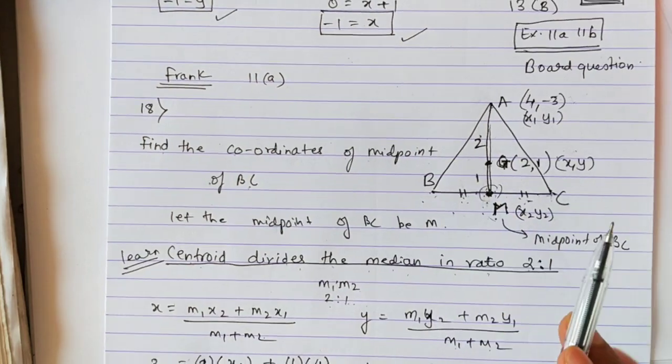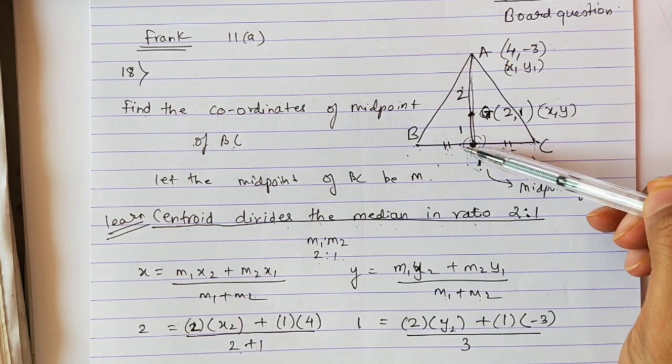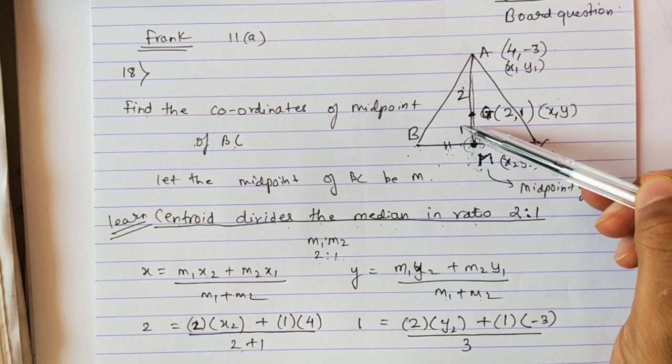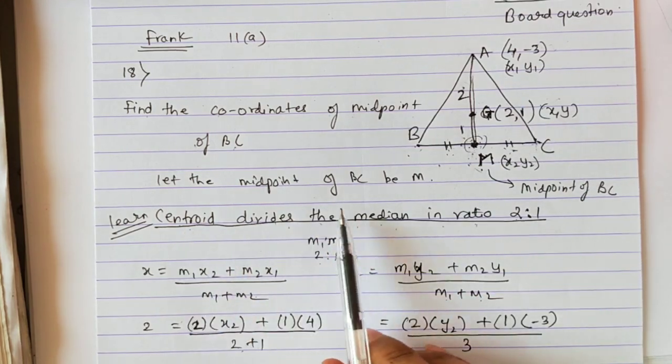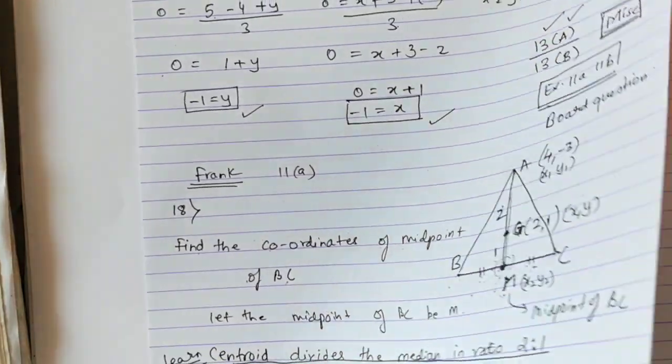I hope you have understood the sum. If not, please watch it once again. I've told you that this is the median. Centroid always divides the median in the ratio 2:1. That was the learning in the question. Centroid divides the median in a ratio 2:1. Okay. Next, question number 19.